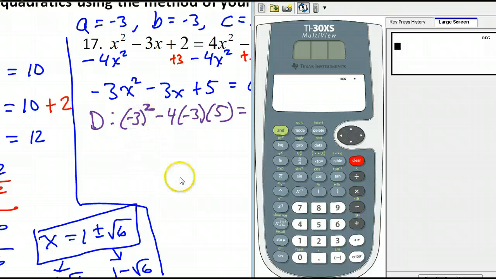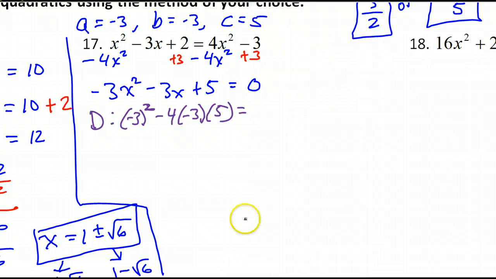So I know that this is 9. So to me, I like to just put in 9 minus 4ac. So 9 minus 4 times negative 3 times 5. Okay, I feel like that's the way to go. So the discriminant is 69.